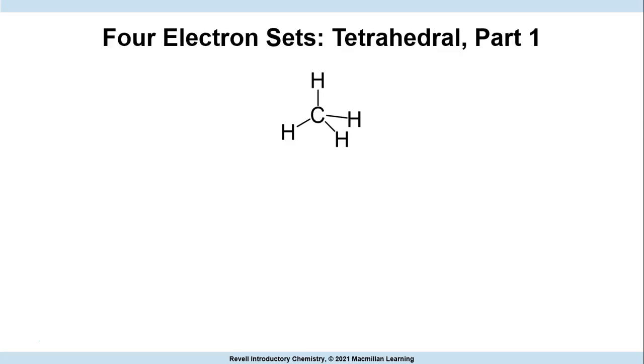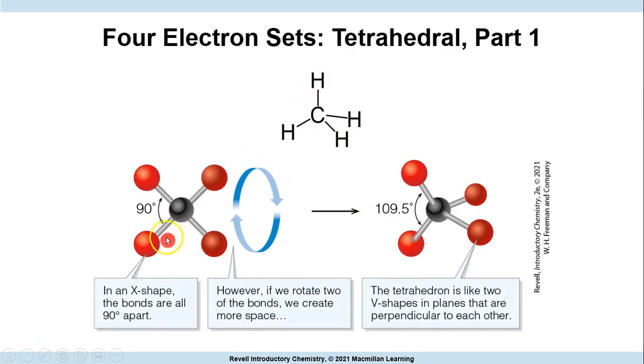So let's look at 4 electron sets here, and the shape is going to be tetrahedral. So normally when you have 4 electron sets, you have tetrahedral. You may think that if we have 4 electron sets, we are actually going to have like an X. So if we have an X, that means in an X, the bond angles are 90 degrees apart. However, if we rotate 2 of the bonds, we create more space.